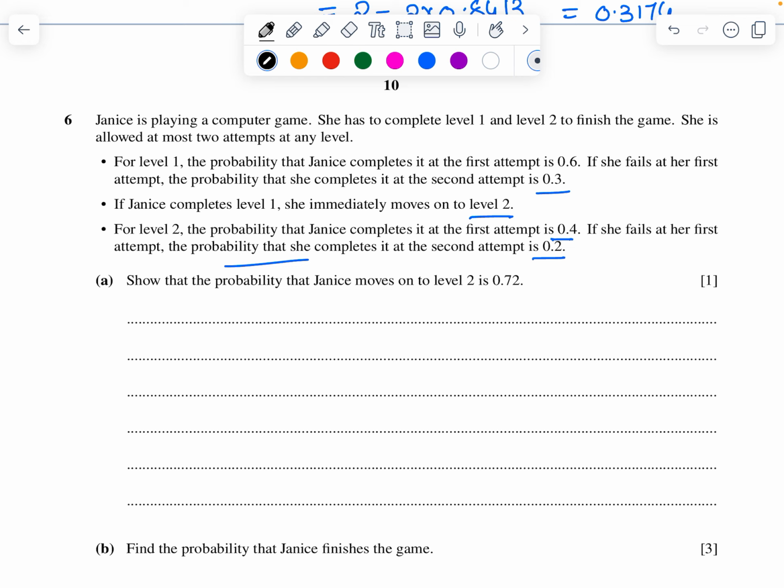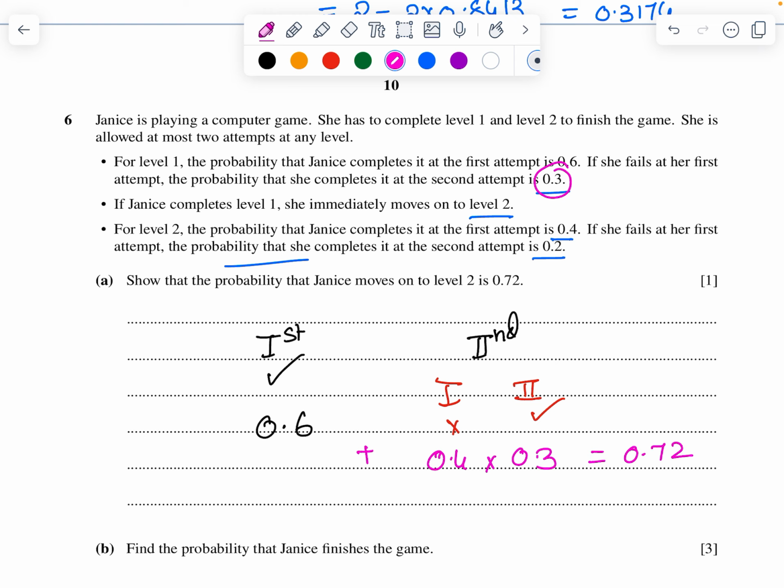So how can she move to level 2? First attempt, she passes, so 0.6. Now she passes at the second attempt, means the first attempt has been failed and at the second attempt she has passed. First attempt has been failed is nothing but how much? 0.4 times the second attempt she passes, which is 0.3. So add them both, which is going to be 0.72.